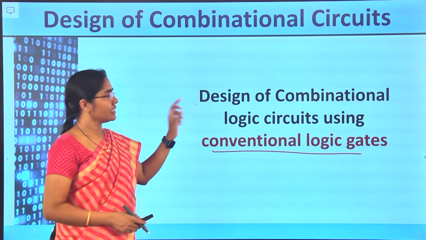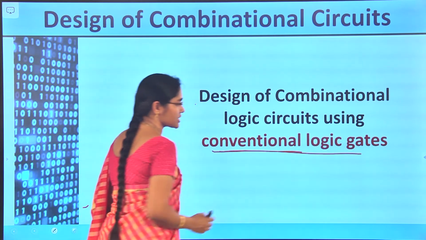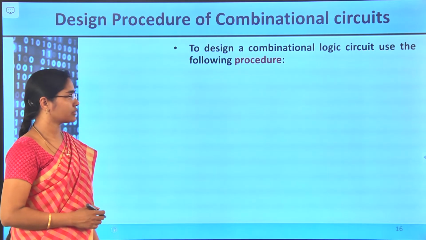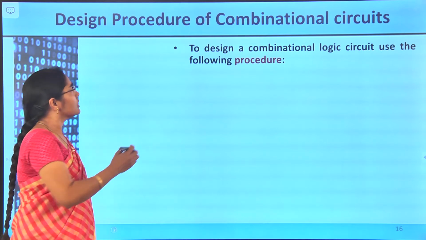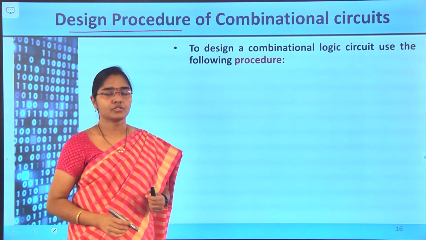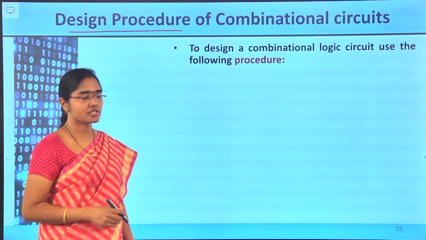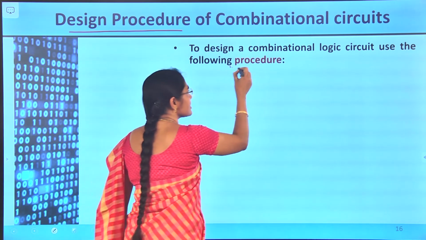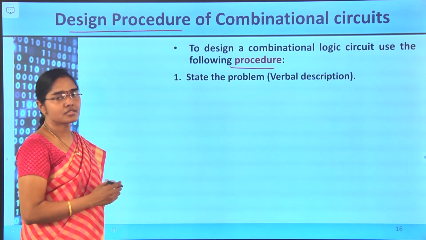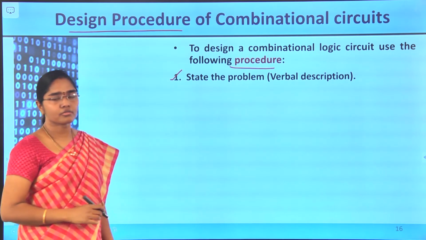Let us see design of combinational logic circuits using conventional logic gates. This is our first topic of the third unit. To design, we need to know the design procedure. To design a combinational logic circuit, we need to follow a design procedure. That design procedure has some steps. In that, the first step is stating the problem. So, the first step is to state the problem.